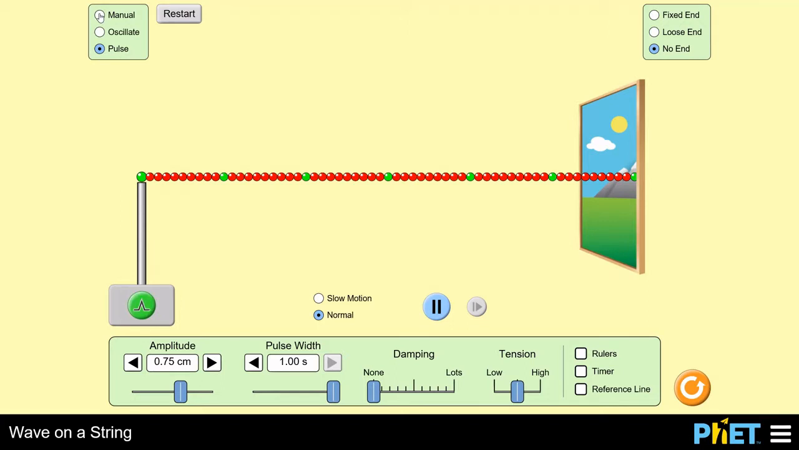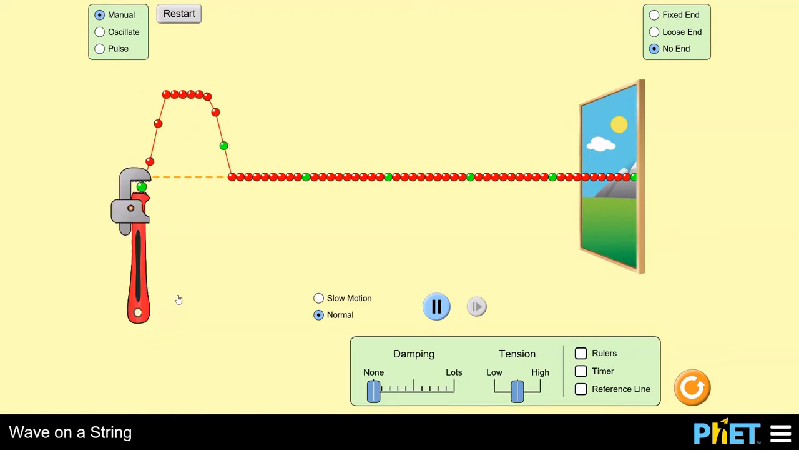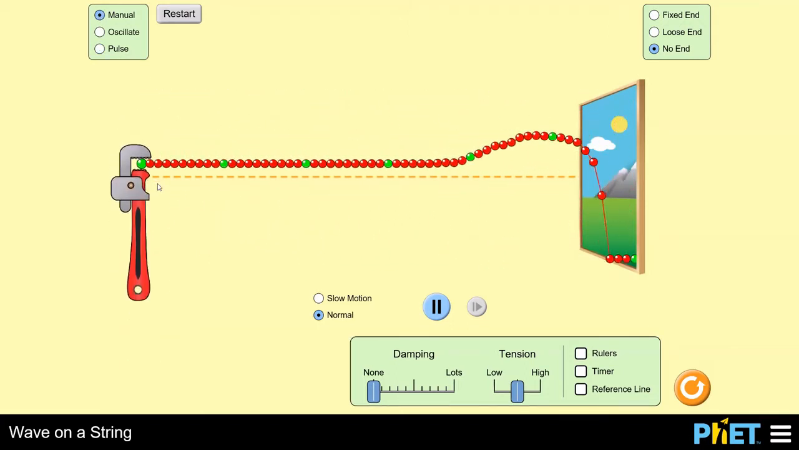So it's kind of remarkable that the shape of the pulse is also preserved. Let me just go to manual here and make an arbitrary shaped pulse. And you can see that that shape is preserved. Most of the time in this chapter and subsequent chapters, we're talking specifically about sinusoidal waves, but it's important to keep in mind that any type of disturbance could be transmitted through the medium and preserve its shape.